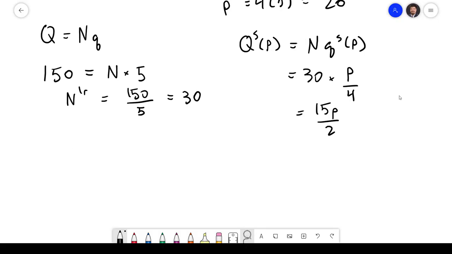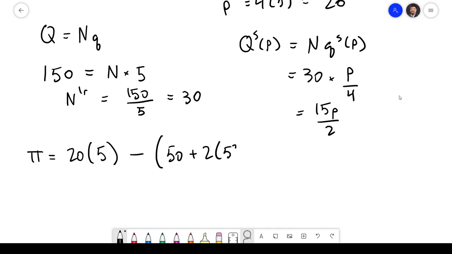Just to verify we did all of this correctly, let's calculate the profit, and it should come out to 0. Revenue is a price of 20 times an individual firm's quantity of 5, minus the total cost, which is 50 plus 2q squared, so 2 times 5 squared. Revenue will be 100, then we take minus 50 minus 2 times 5 squared. 5 squared is 25, so we get minus 50, and of course that's going to come out to 0, just like we predicted. Let's go back over to the graph to finish this thing off.